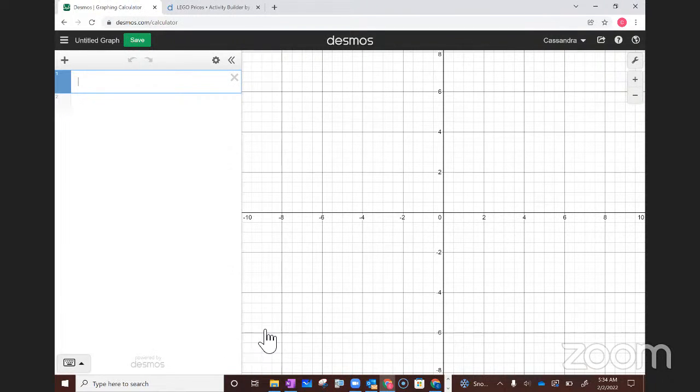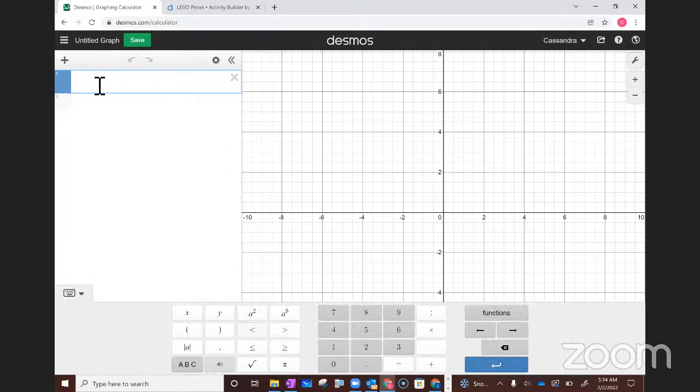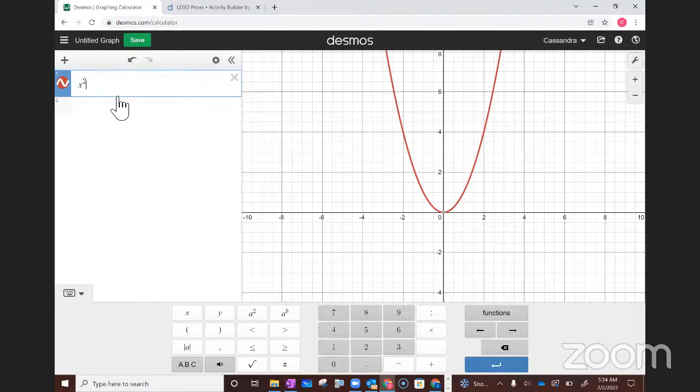And if you see this little keyboard down here, this gives you a lot of different operations that you can use for different functions. So you'll need that, keep that in mind. But I'm going to go ahead and say, hey, what does x squared look like? There's my original graph. We call that the parent graph. And then if I just press enter, I can put in a new graph.